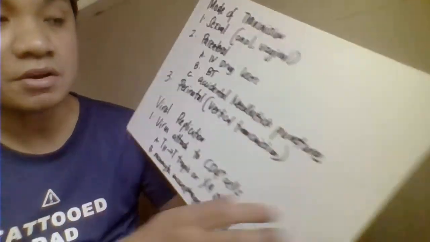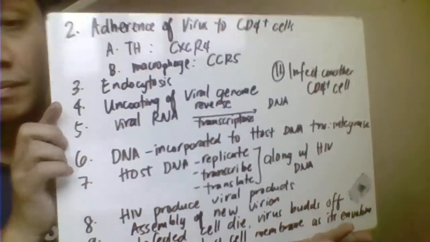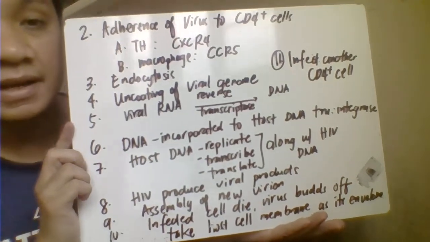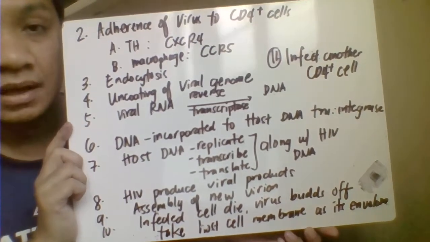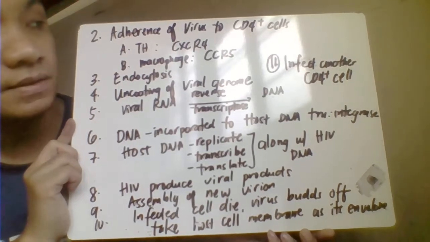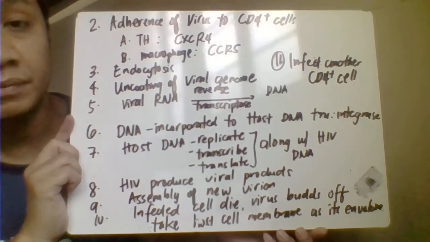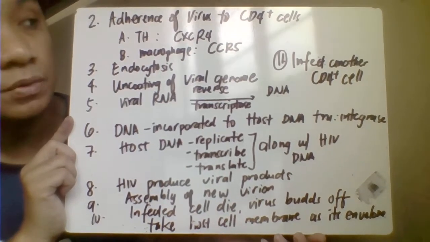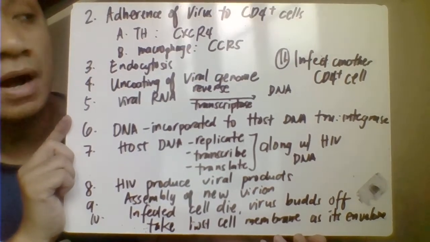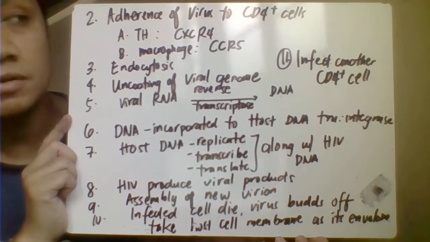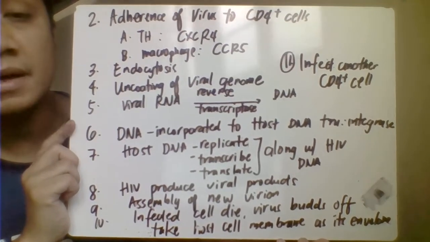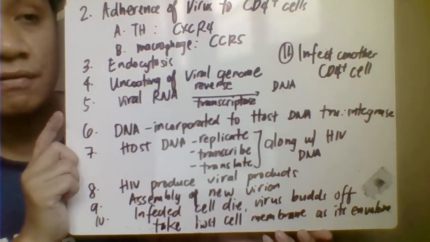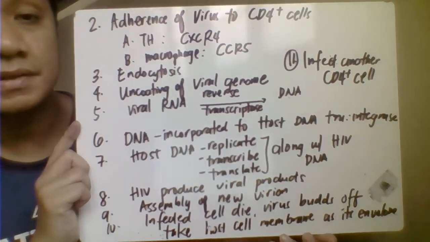What mediates your virus to attach to your CD4 positive cells is your chemokines. Example of chemokines, we have your CXCR4. If that one, ang virus natin nag-attach sa ating T helper. On the other hand, it uses the CCR5 chemokine if your virus tries to attach to the macrophage. Again, the chemokine helps your virus to stick to the surface of your CD4 positive cells.